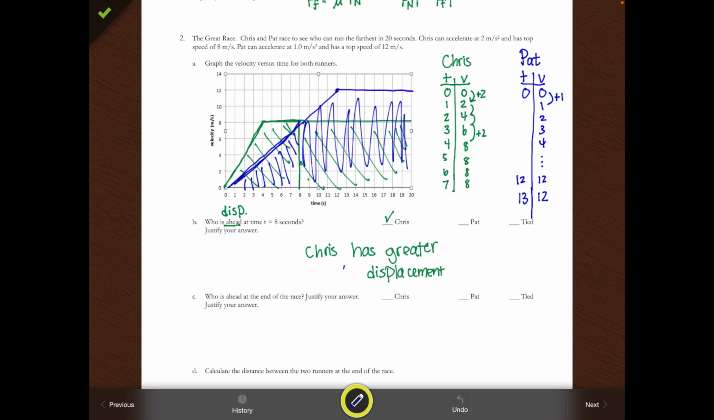Pat's area under the curve is the area of a triangle plus the area of a rectangle. Pat's area under the curve goes for 12 seconds with a height of 12, and then 8 more seconds with a height of 12. So if I add this up for displacement, it's a triangle with a base of 12 and a height of 12, plus a rectangle with a base of 8 and a height of 12. Mathing this out, 72 plus 96 equals 168 meters for Pat.